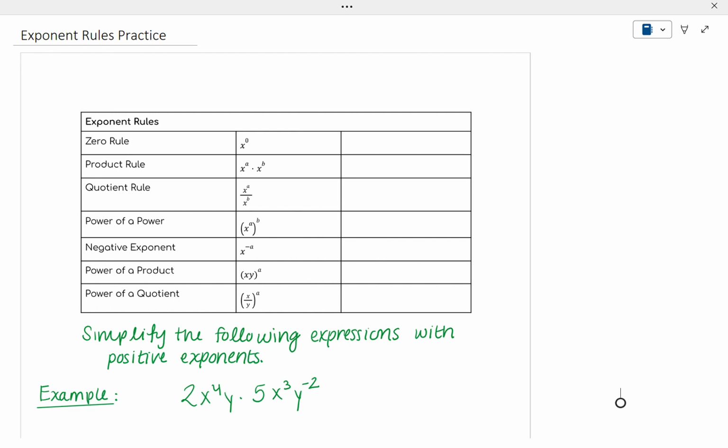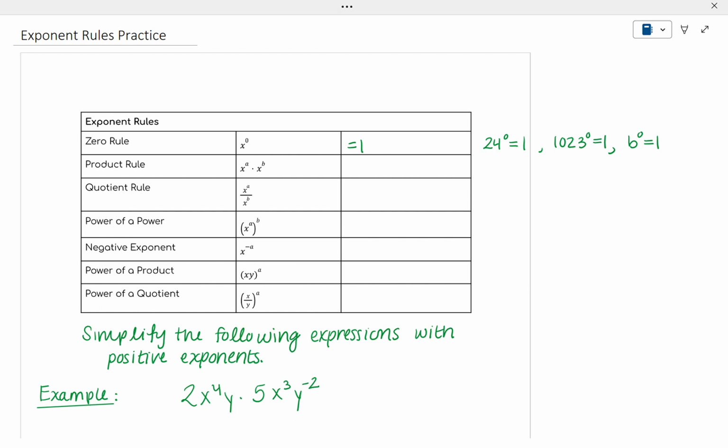Alright, so briefly going over these rules, we have the 0 rule, which states that x to the 0 power is always equal to 1. So that means anything to the 0 power is always equal to 1. So that could be 24 to the 0 power, this is equal to 1. 1023 to the 0 power, this is equal to 1. Some variable b to the 0 power, this is equal to 1. So anything raised to the 0 power is equal to 1.